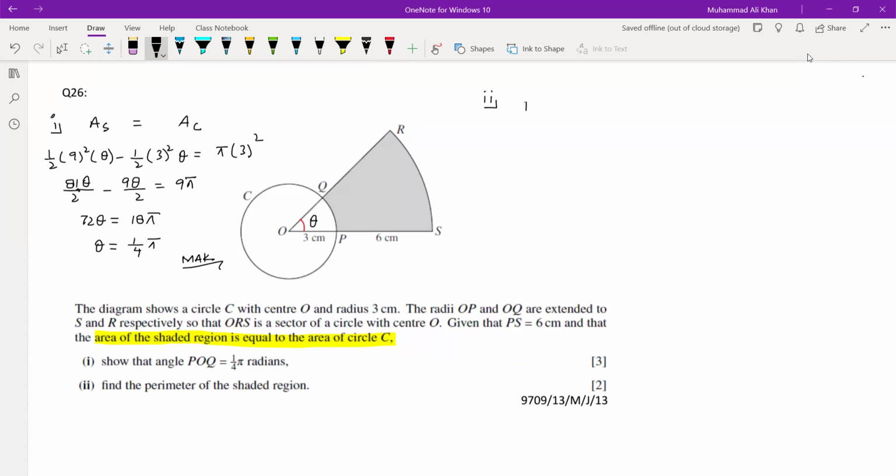How to calculate the perimeter? Again, we have to write the outlines. PQ arc length, RS arc length plus twice PS. For PQ arc length, R theta, 3 and the theta is pi by 4. For RS arc length, radius is 9 and theta is pi by 4. Calculate. Plus twice PS is 6. What is the final answer?